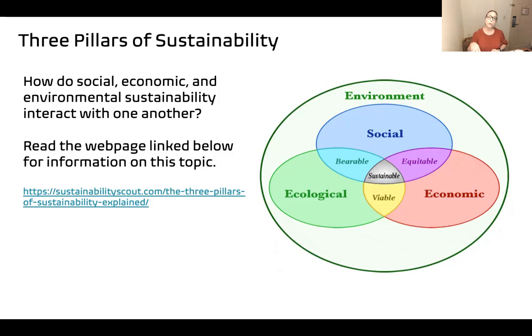So just to review your learning objectives, the first one is you need to know what each of these types of sustainability are. Like, what do they include? Social, ecological or environmental, and economic. What do those mean? Then you need to know this diagram and that web page as to how these interact. What happens when one type of sustainability fails, or even two types, right? So those are your learning objectives for this module.